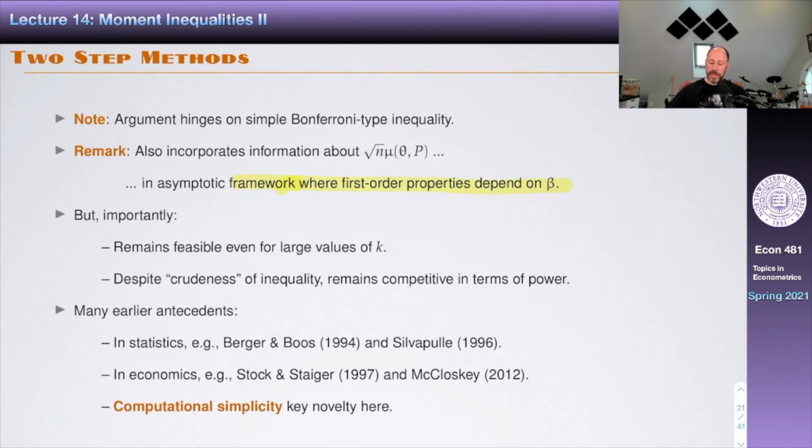This method remains feasible even for large values of k, so it doesn't have to use all these tricks for the refined moment selection. And despite the bound being crude, because as I said, it's a Bonferroni-type inequality, at least in simulations and different papers, it remains competitive in power. The main selling point of this paper is that it's the first paper that shows you can have this type of asymptotics, okay, in a computationally feasible manner. And this is what separates this approach from the previous one, where it's essentially computationally impossible.